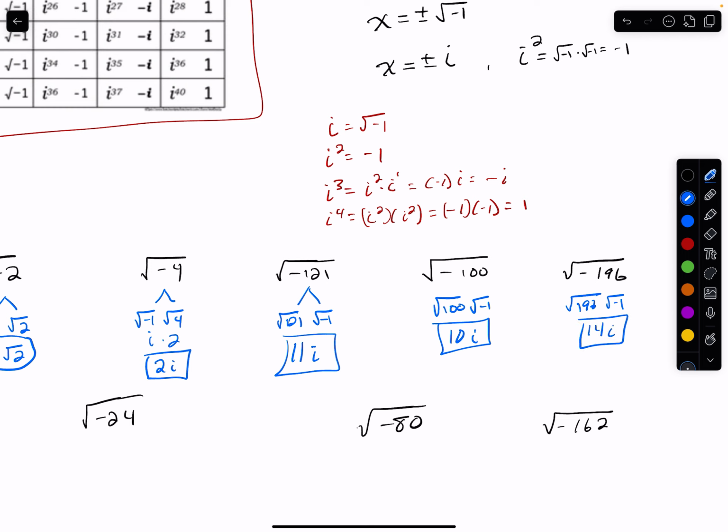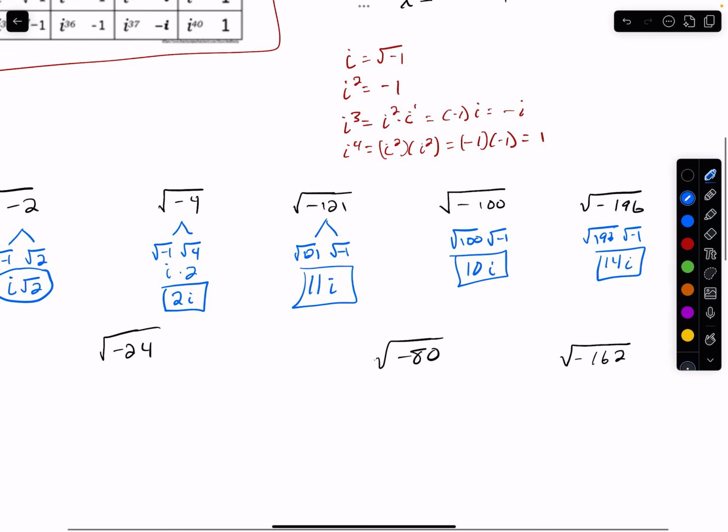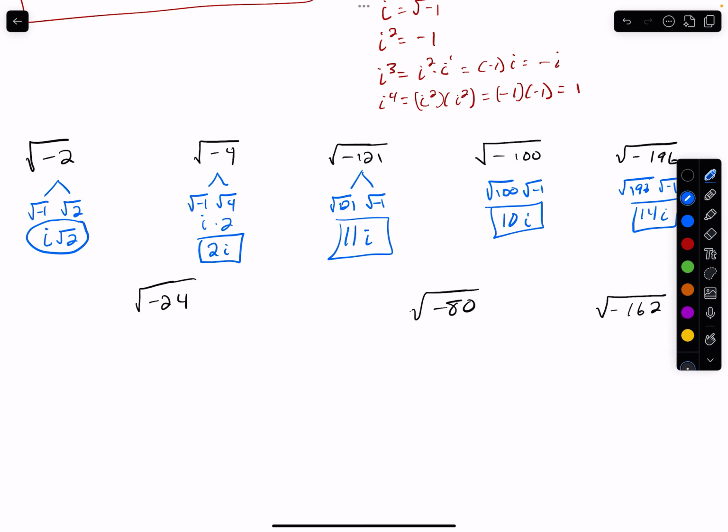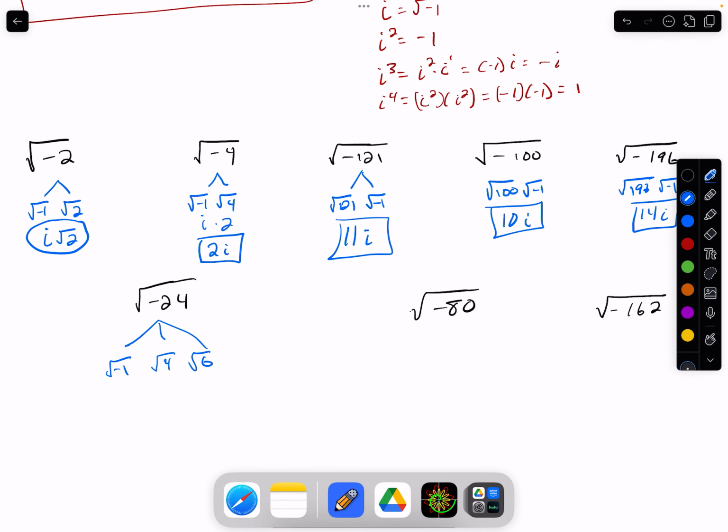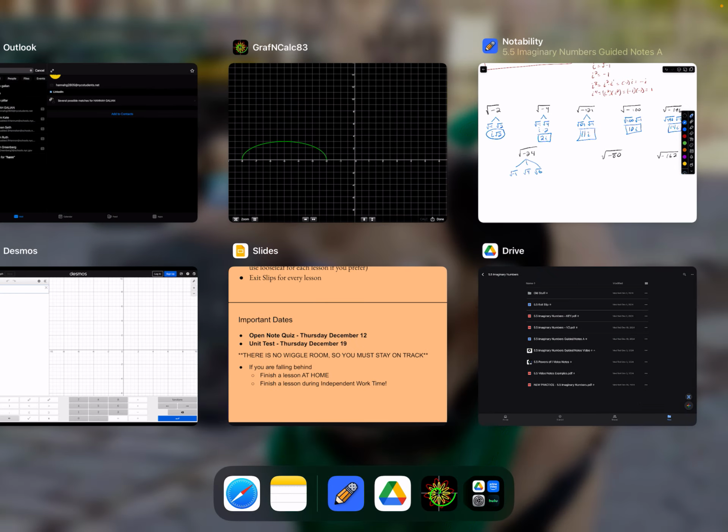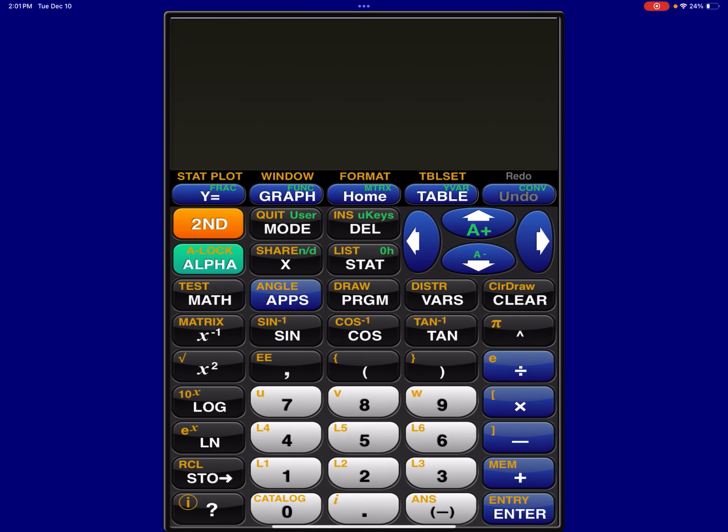Okay? Now these get a little bit more complex, right? Because now here I'm going to separate this into three things. First, the square root of negative 1. And then what perfect square goes into 24? 4 and then 6. And of course, how do I find that? How do I find 4 and then 6 here?